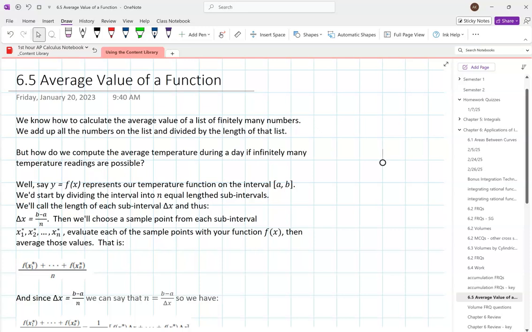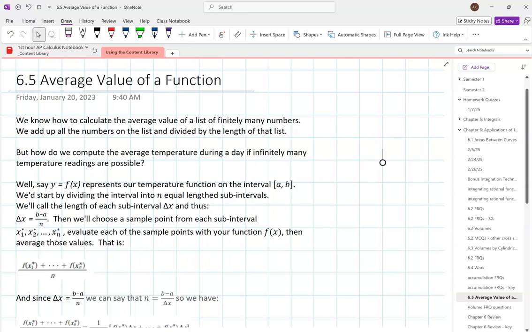So we know how to calculate the average value of some list of a finite number of values, right? You just add them up and divide by the number of values, just like you would to calculate your GPA or anything else. But how do you compute the average temperature during a day if you have infinitely many temperature measurements possible? What was the average temperature today? Well, there's infinitely many measurements you could take. How are you going to add those up?